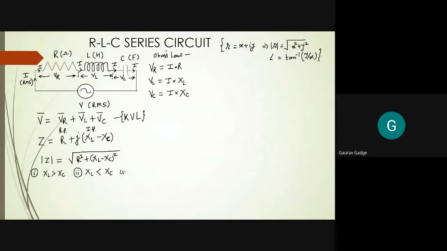Okay. And the third condition is XL equal to XC. What does XL equal to XC show? We will see. I think the discussion we had for this RLC series circuit is more than sufficient. There are three conditions to it, and those use the same concept which we already discussed for RL series and RC series. The third condition uses XL equal to XC. And what is XL equal to XC? Can anyone tell me?